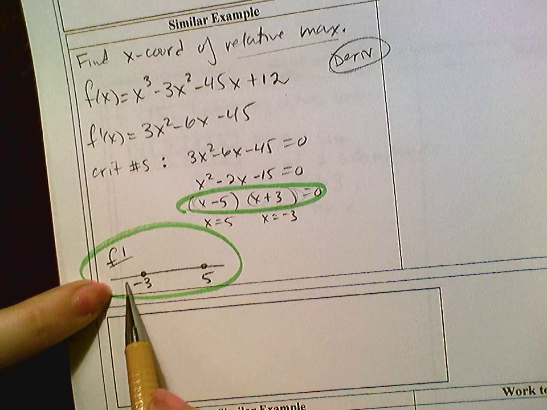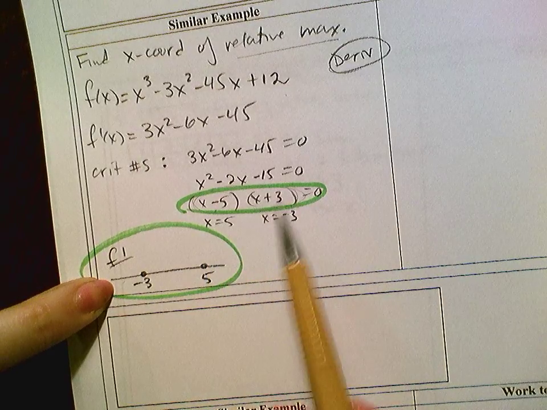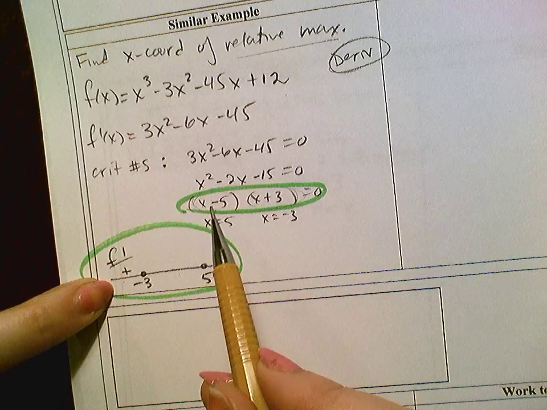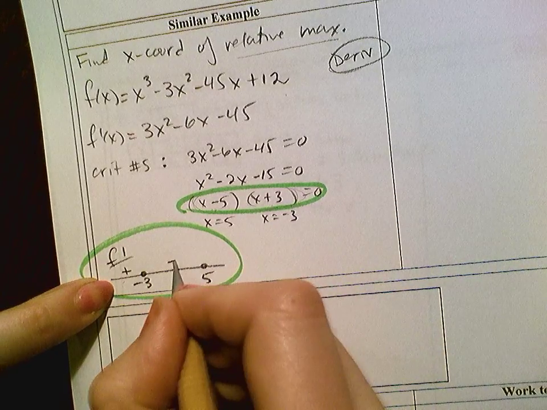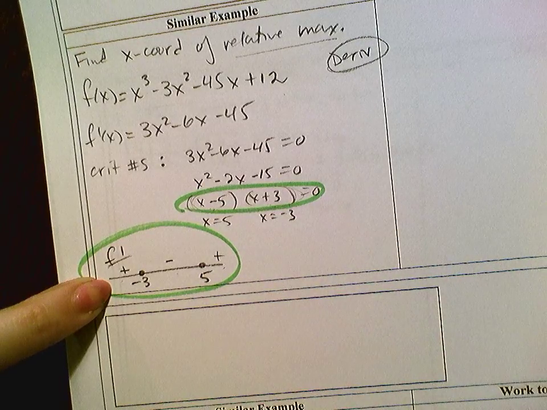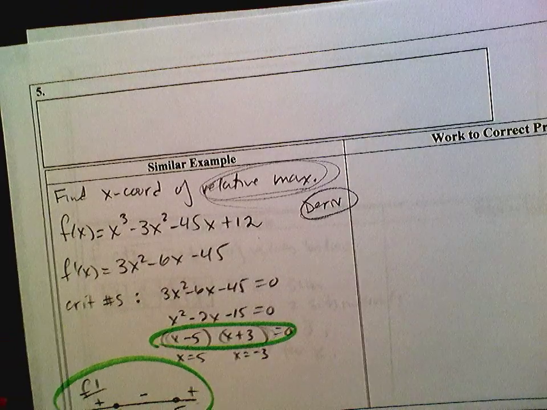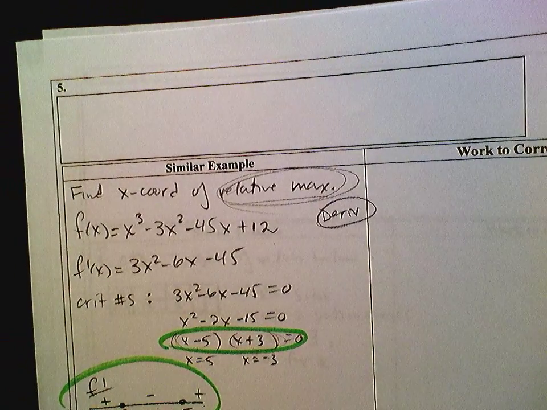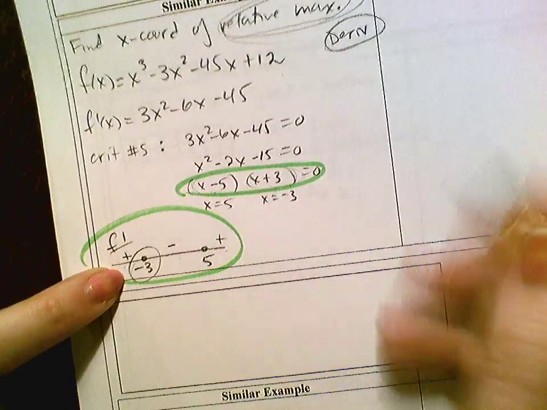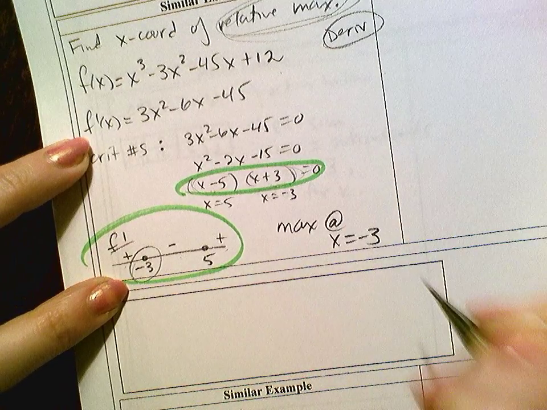So pick a number over here, like -10. If you plug it in here, you'll get a negative. Plug it in here, you'll get a negative. So that's a positive interval. I'll pick 0. Negative times positive is negative. I'll pick 10. Positive times positive is positive. All right? Now, relative max, we're looking for a sign change from positive to negative. So it's here. So max at x equals -3.